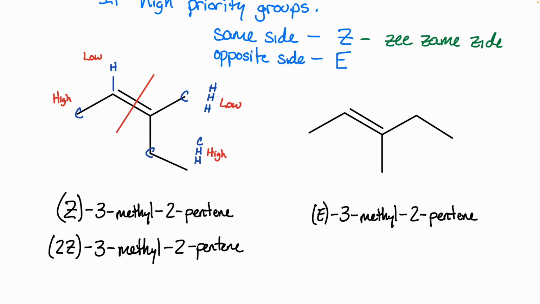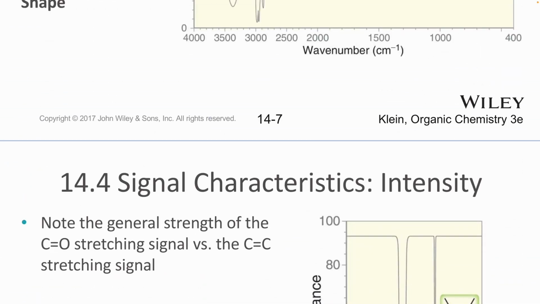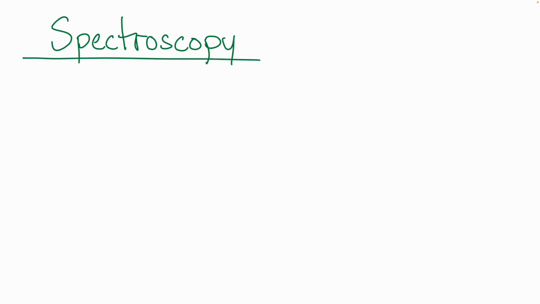All right, so now we're going to switch gears a little bit and we're going to start talking about some experimental techniques. First thing we need, both of which that we're going to discuss are types of spectroscopy. So let's just talk about what the heck spectroscopy is. Okay, so there are several different forms of spectroscopy, but they all have the same basic setup.